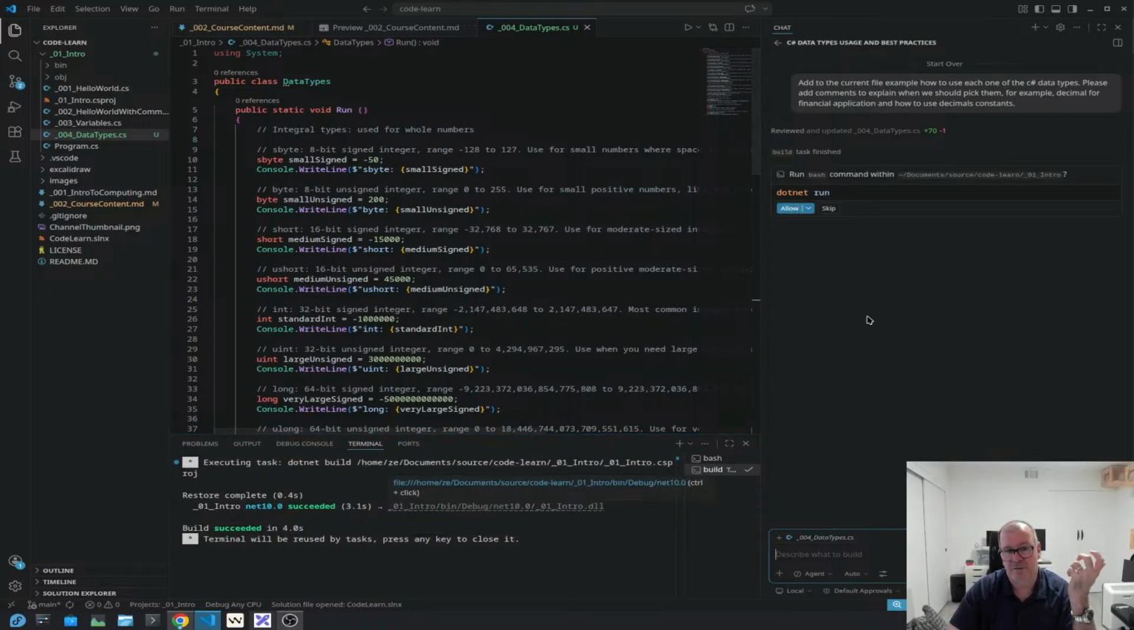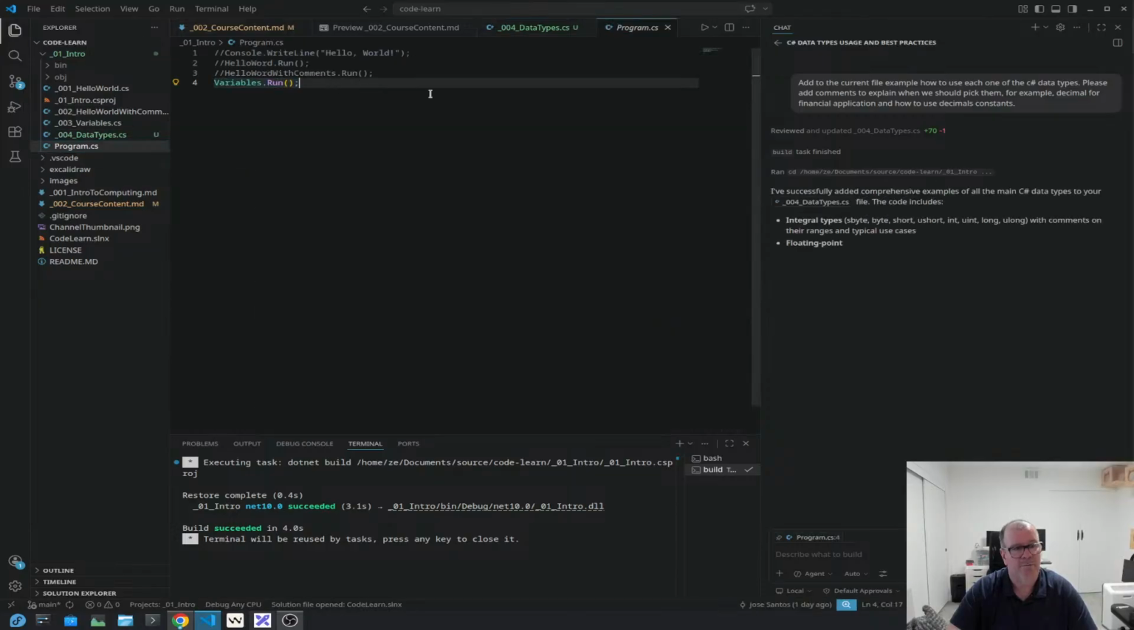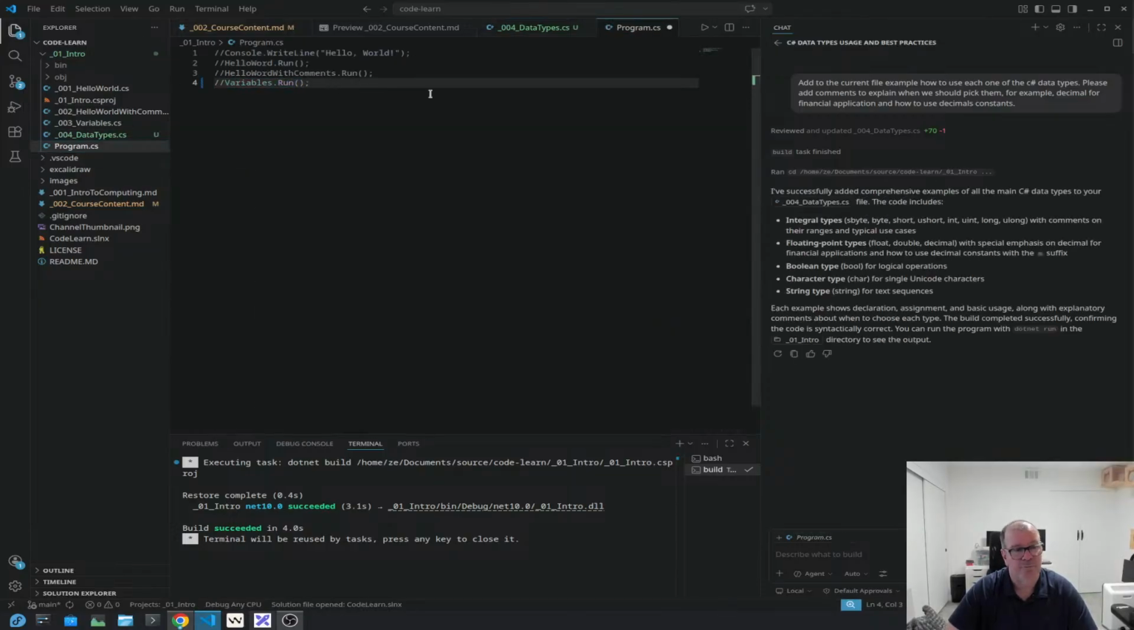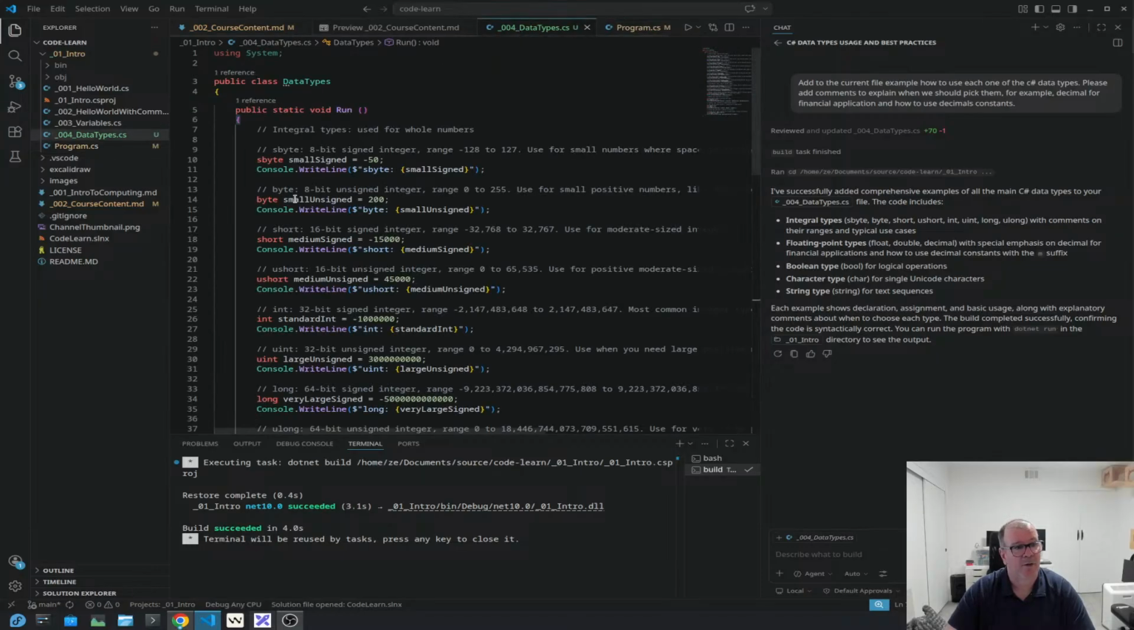So build successful, and if you want to run, I'm going to say skip, because to run, do you remember what you're going to do? We will come here to program. I'll comment this line and say data types dot run. Now I can go there. I put a breakpoint right here, and then you can see.